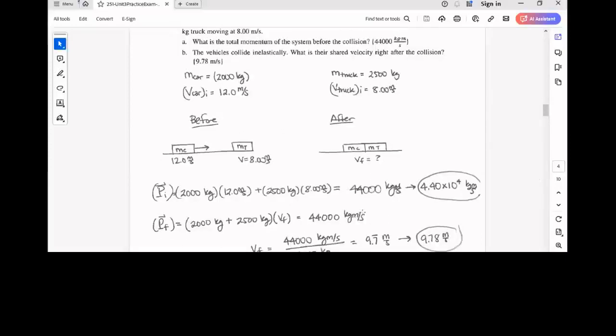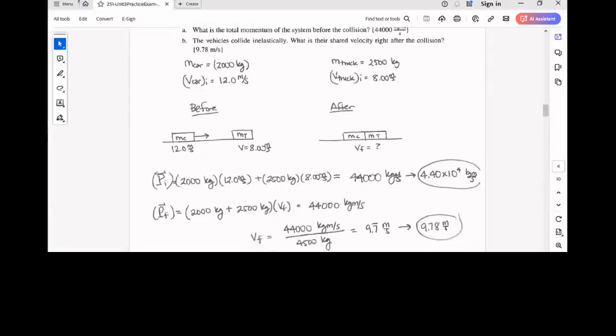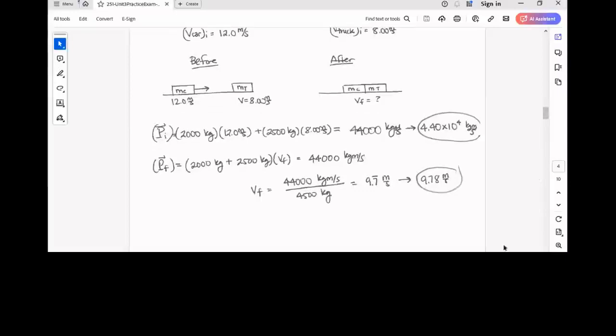Now, afterward, I know that the total momentum of the system has to be the same value, so 44,000 kilogram meters per second. The combined mass for this inelastic collision is going to be 4,500 kilograms, so I can divide to figure out what the final velocity is. And I get 9.7 repeating meters per second, which to 2 sig figs is 9.8 meters per second.